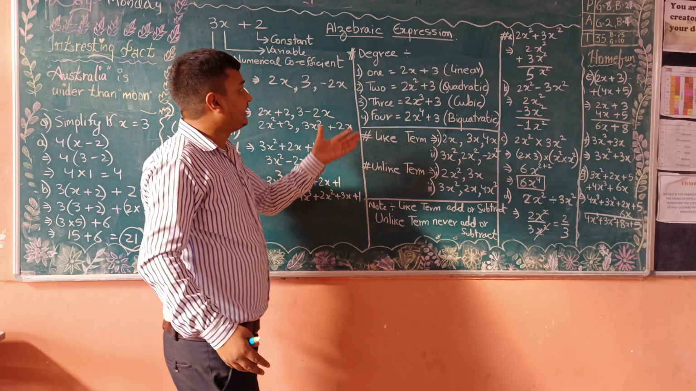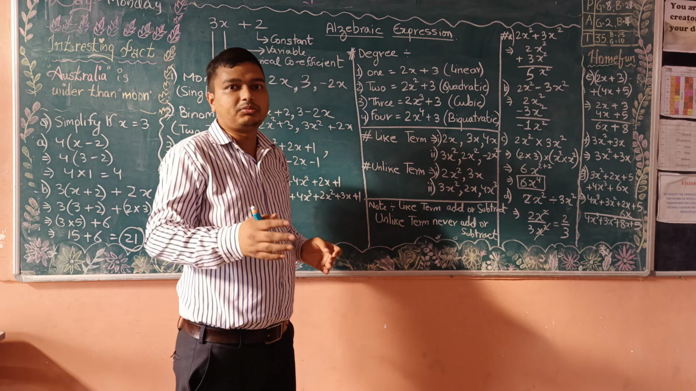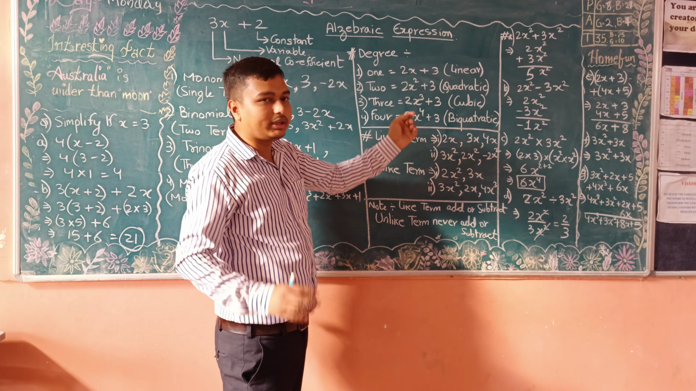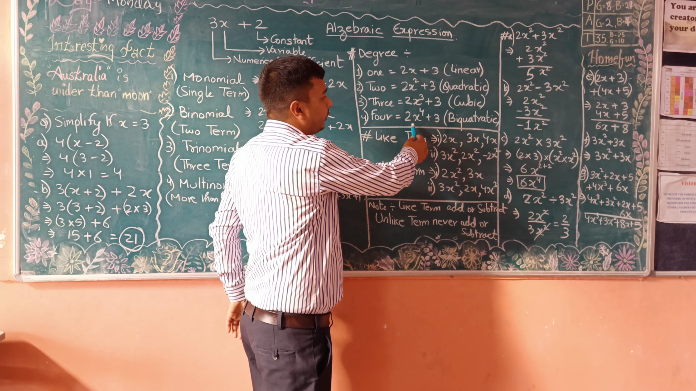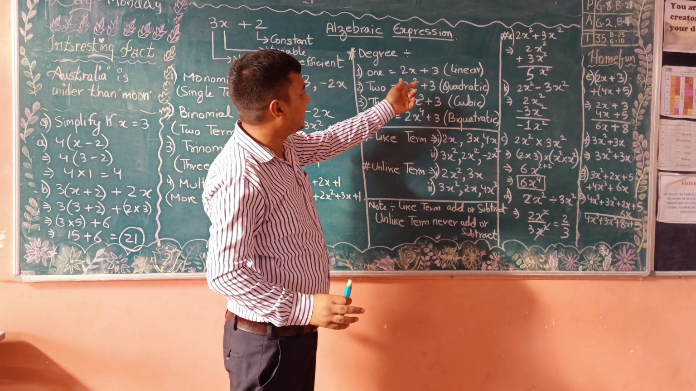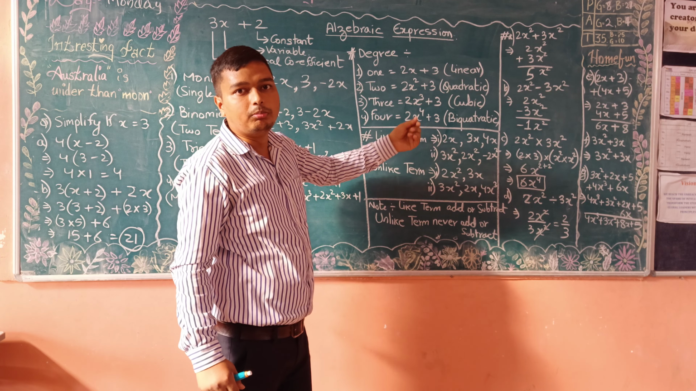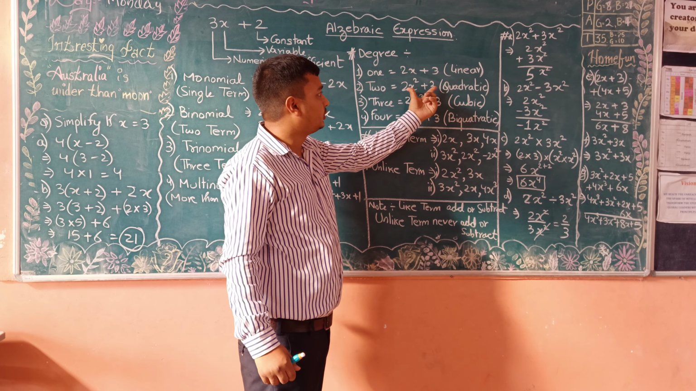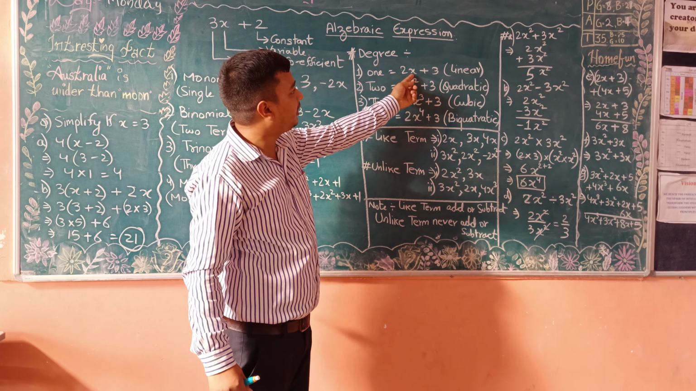Now let us move to the next, that is degree. On the basis of degree also, you can categorize expressions. I have written 4 expressions here. Can you tell me whether the first is a monomial or binomial? It is a binomial because it has 2 terms. The same for the others, 2 terms each. Now what is the highest power?